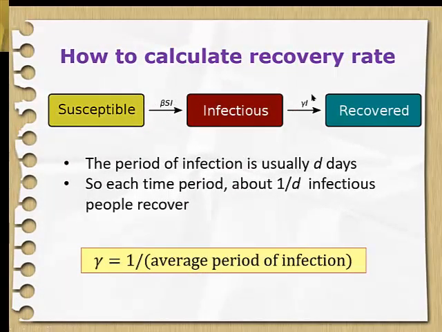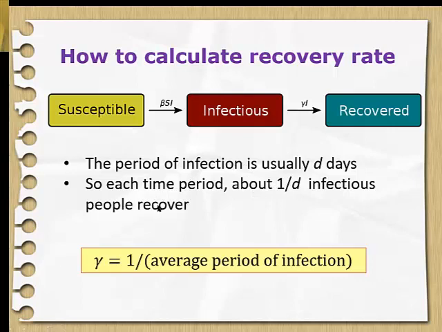Now I want to compute the recovery rate. Again, we're going to use average numbers. The period of infection is usually D days. So we can get this from data. Now some infections may last more, some may last less. So for each time period, about 1/D infectious people recover.